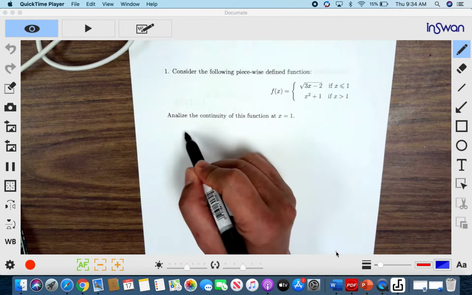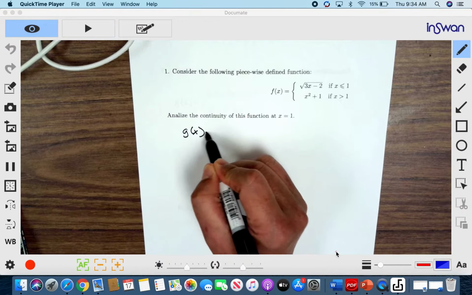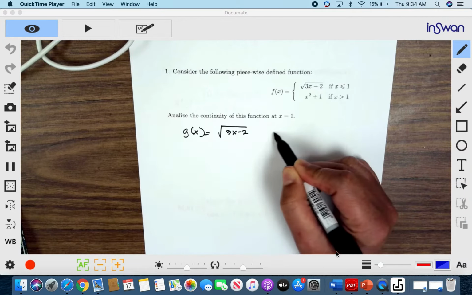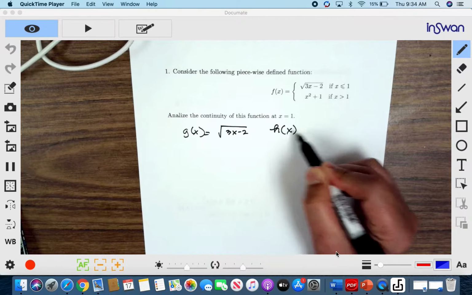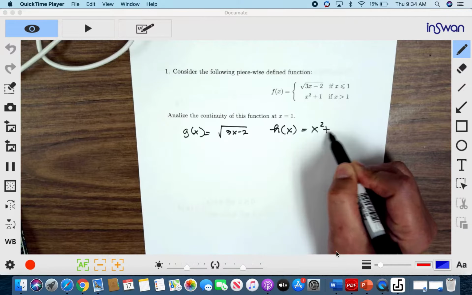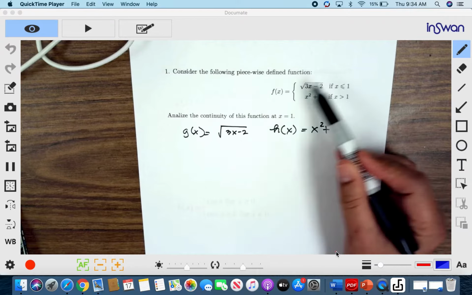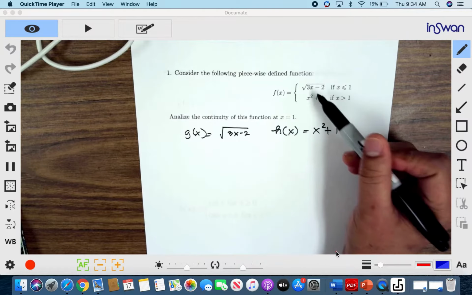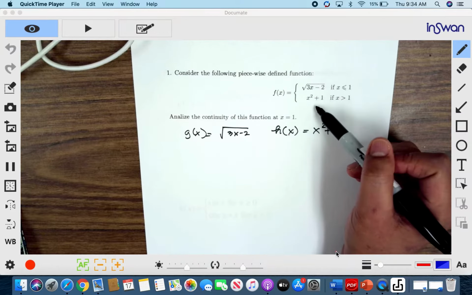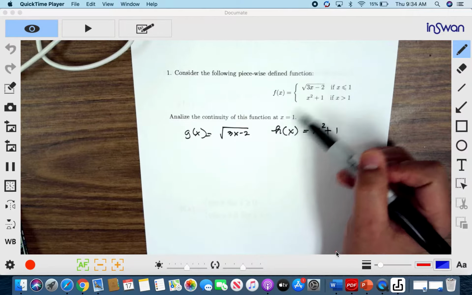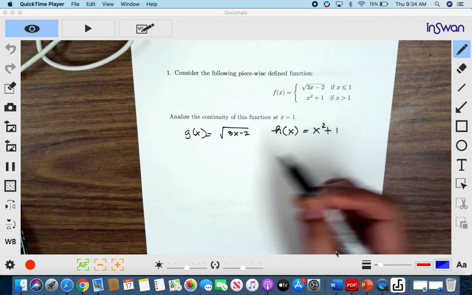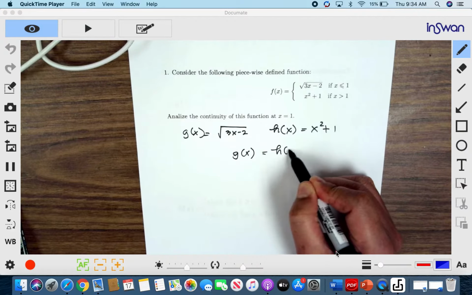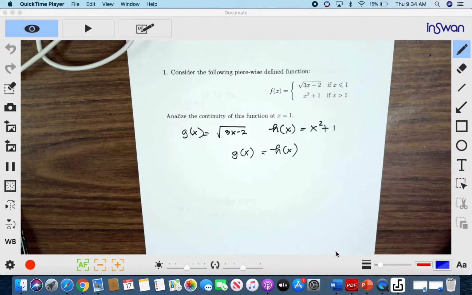equal. So if your g of x is equal to the square root of 3x minus 2, and your h of x is equal to x squared plus 1, and they make up a piecewise function defined by f of x, to know that these two pieces will be continuous, the x and y for both will be the same. That is, your g of x should be equivalent to h of x. And what does it mean?